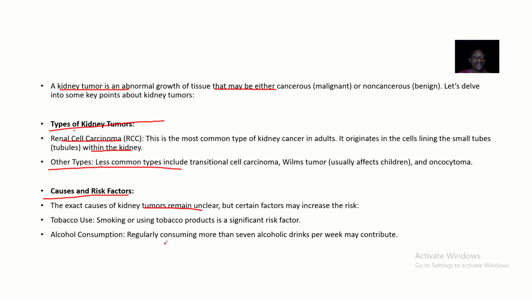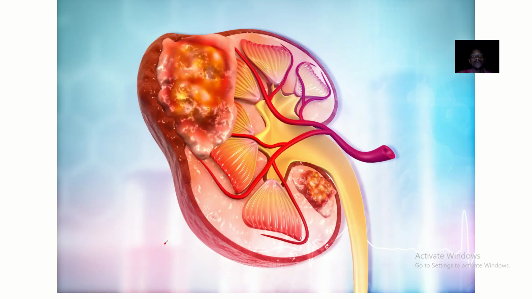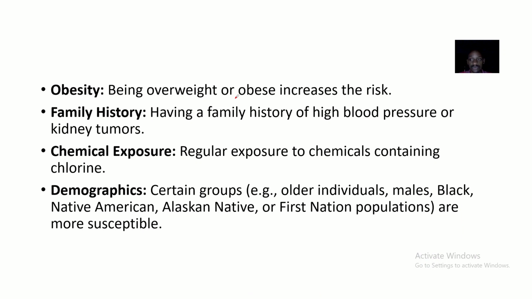Then alcohol consumption. Regularly consuming more than 7 alcoholic drinks per week may contribute to kidney tumors. Now, the advice I always give people is, if they are advising you against taking something in little amount, then you actually need to stop taking that thing at all. So this is how a kidney tumor could look like. Some cells of the kidney are growing without rules. They are just growing anyhow.